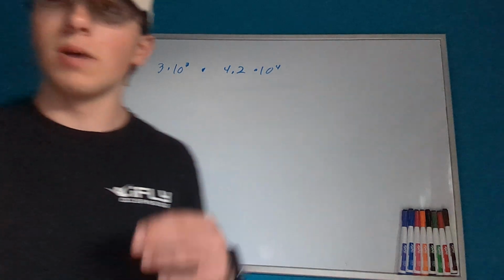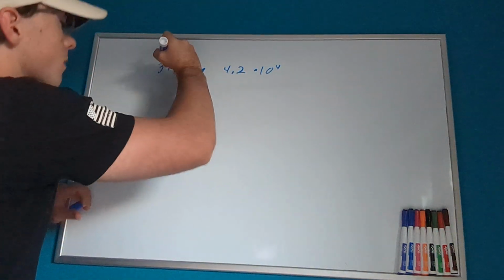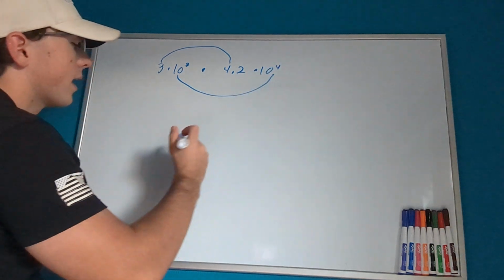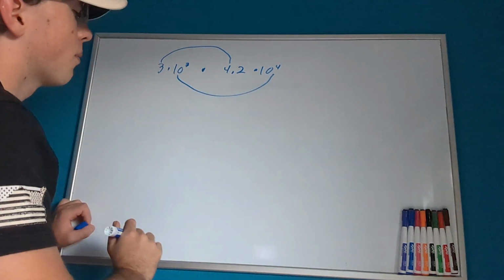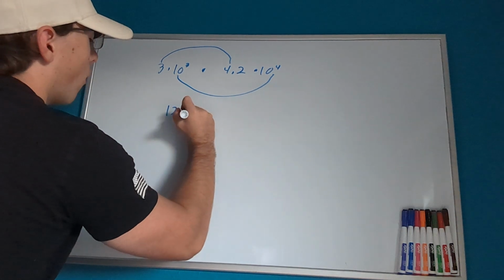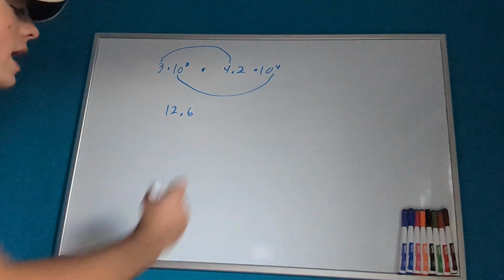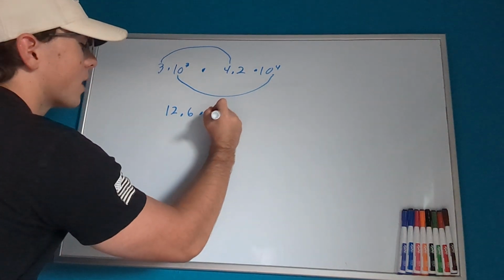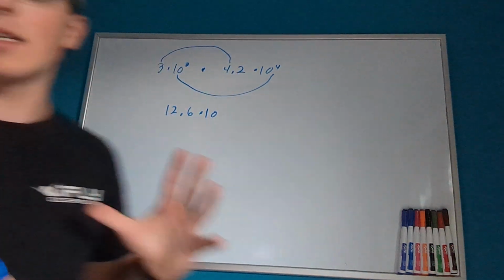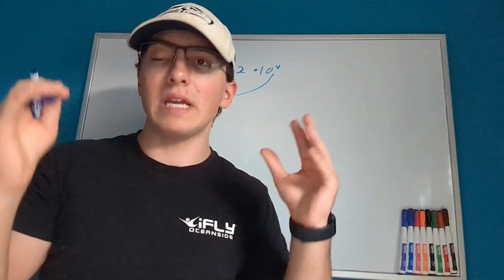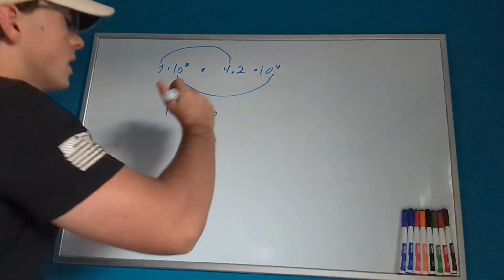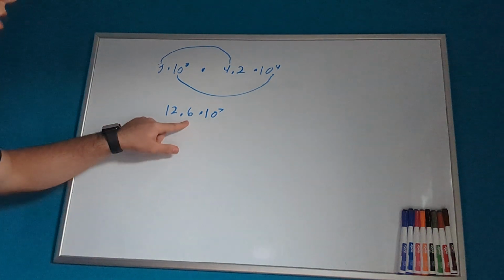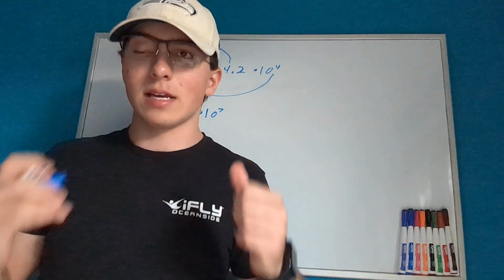Well, what we're going to do is multiply these two parts together, and multiply these parts together, okay? So we multiply 3 times 4.2, we get 12.6, okay? Then times 10 to some power. Now, what's that power going to be? When we multiply 10 to the third times 10 to the fourth, we add the exponents together, okay? So this will be times 10 to the seventh. But you might notice a problem. This 12.6, that's not in scientific notation form, right?